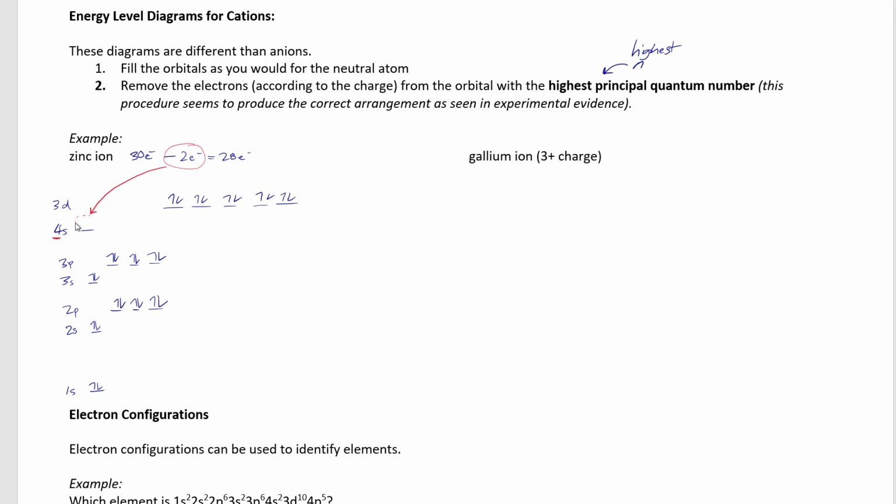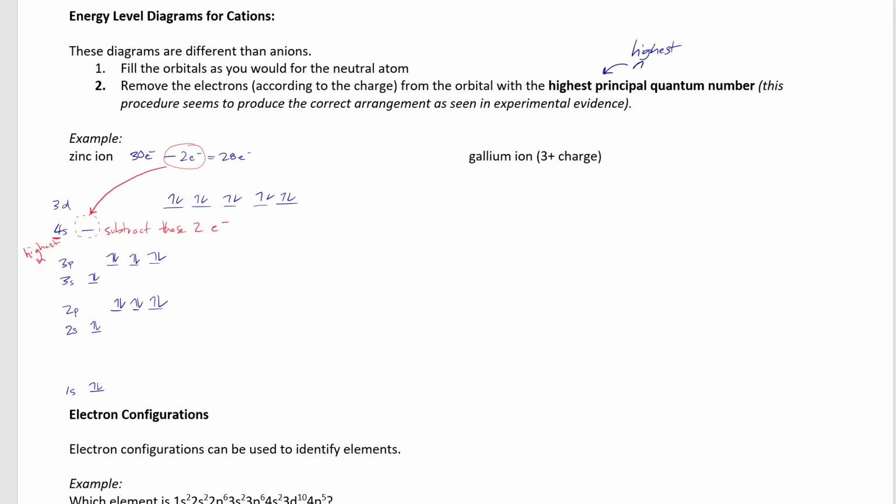I'm just going to draw a little circle here, and you would subtract these 2 electrons. And this is the energy level diagram for the zinc ion. We have removed them because this 4 is the highest n. So that's where we remove our 2 electrons from. Okay.